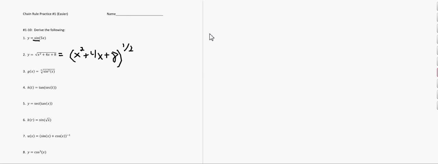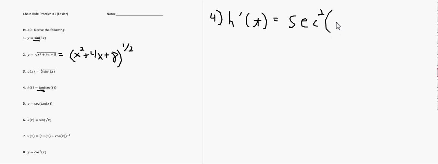So we're going to derive the outside function first, which is tangent, and the derivative of tangent is secant squared. So we're going to get secant squared, and the inside stays the same, which is secant of t. So we derive tangent. There we go. We got secant squared. Inside stayed the same.